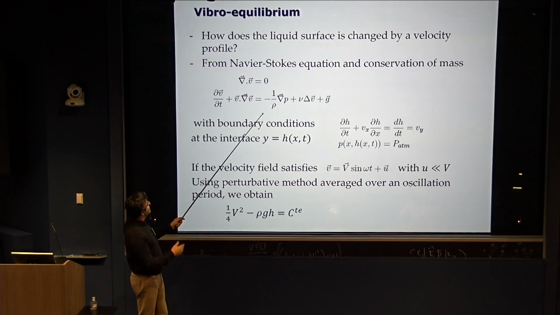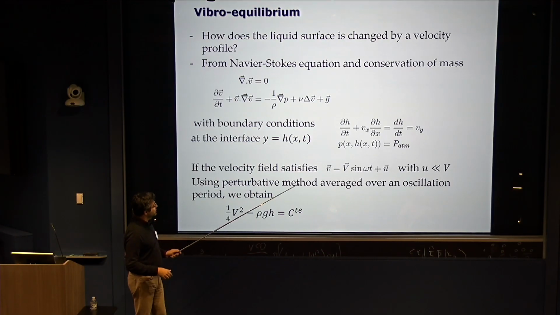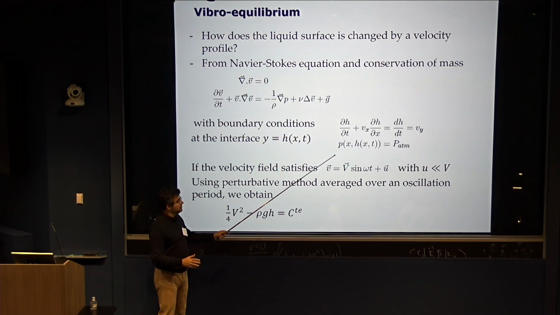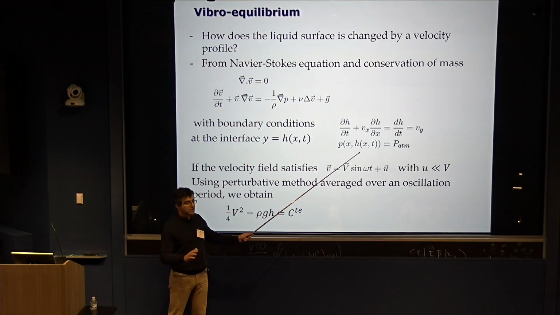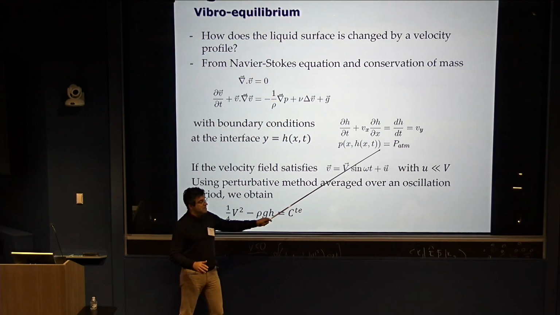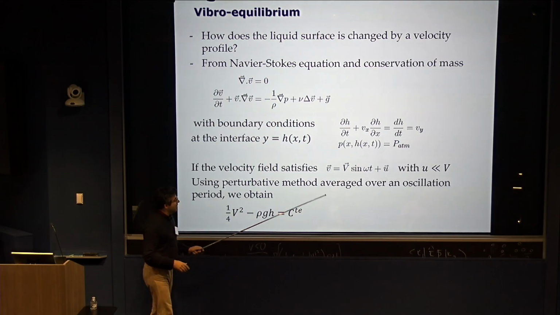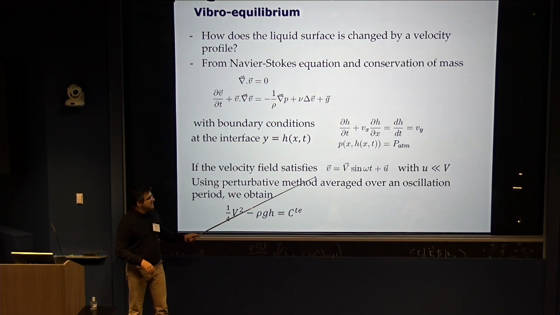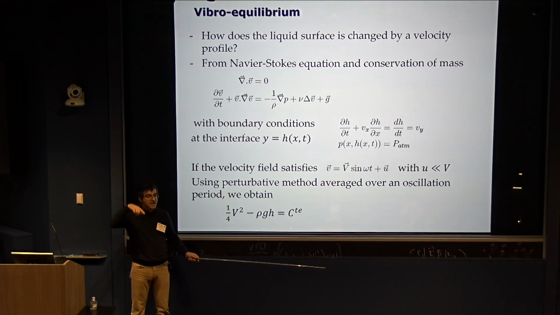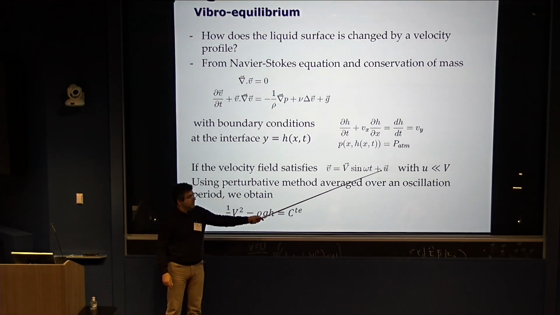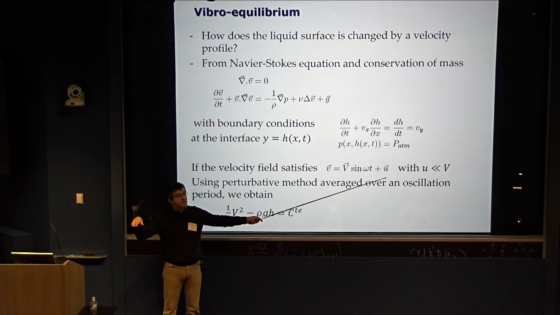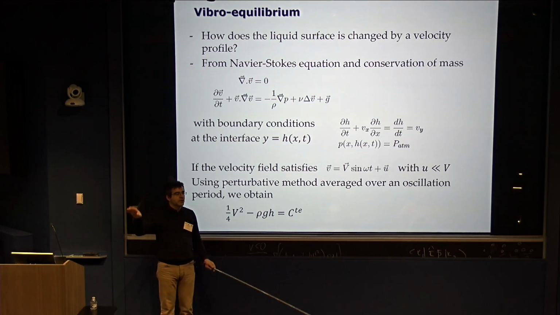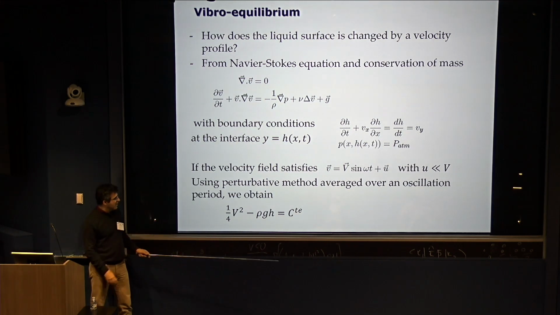You calculate that again with Navier-Stokes and the conservation of mass. You put some conditions, a dynamical condition and a kinematic condition, that it's the atmosphere at the surface. And you make an additional hypothesis that the velocity in the fluid is mainly the velocity of the shaking, okay? That is huge compared to the small velocity that can appear for the liquid to move around.